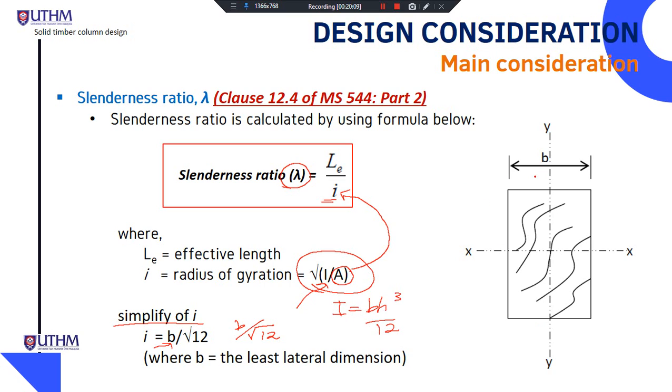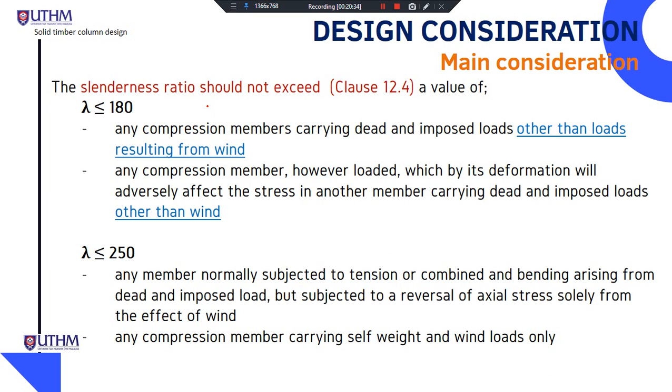Okay, so let's say for this case, if this is the cross-section, here is the b. Please take note that b is the least lateral dimension. And this calculated slenderness ratio should not exceed the values of 180 and also 250, based on clause 12.4 of Malaysian Standard 544.